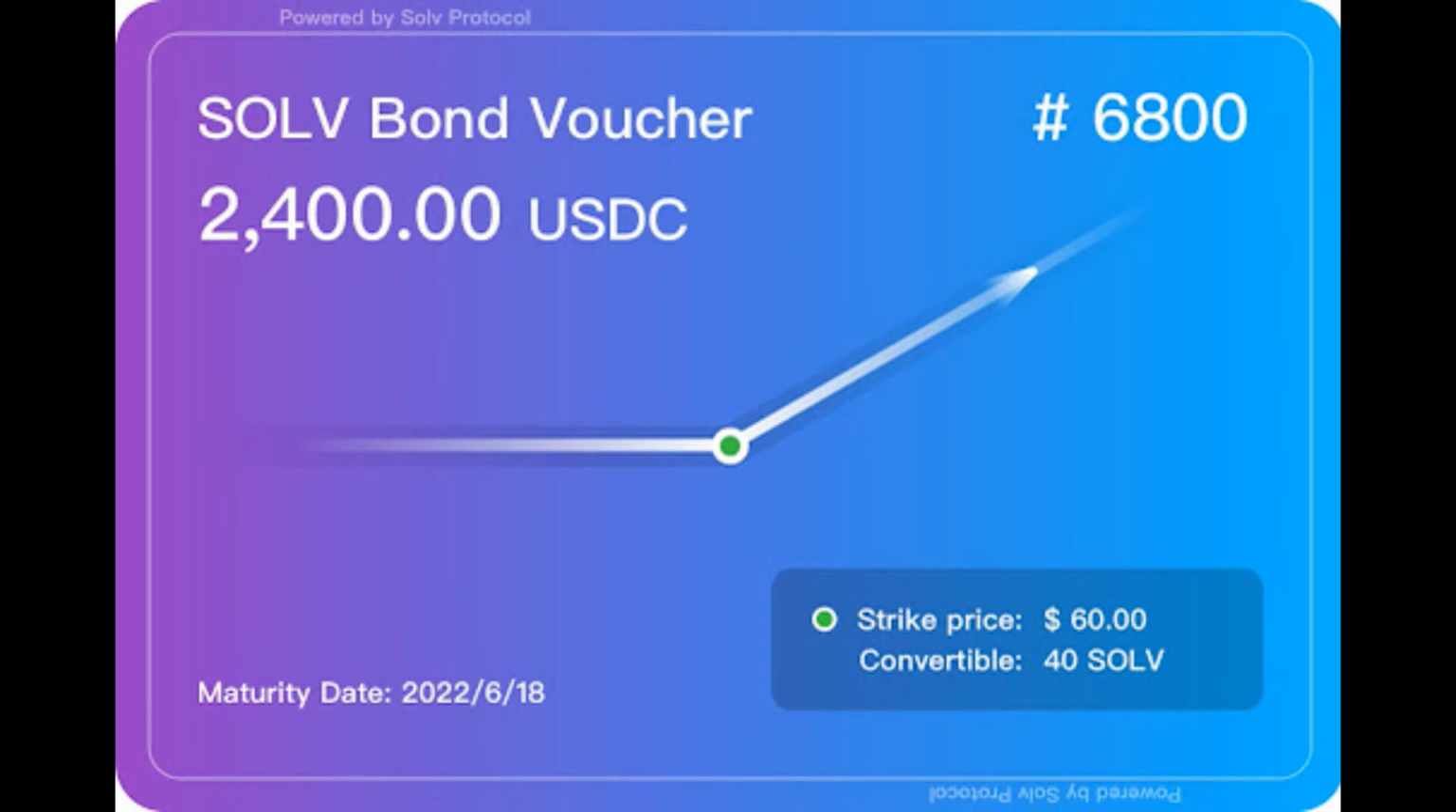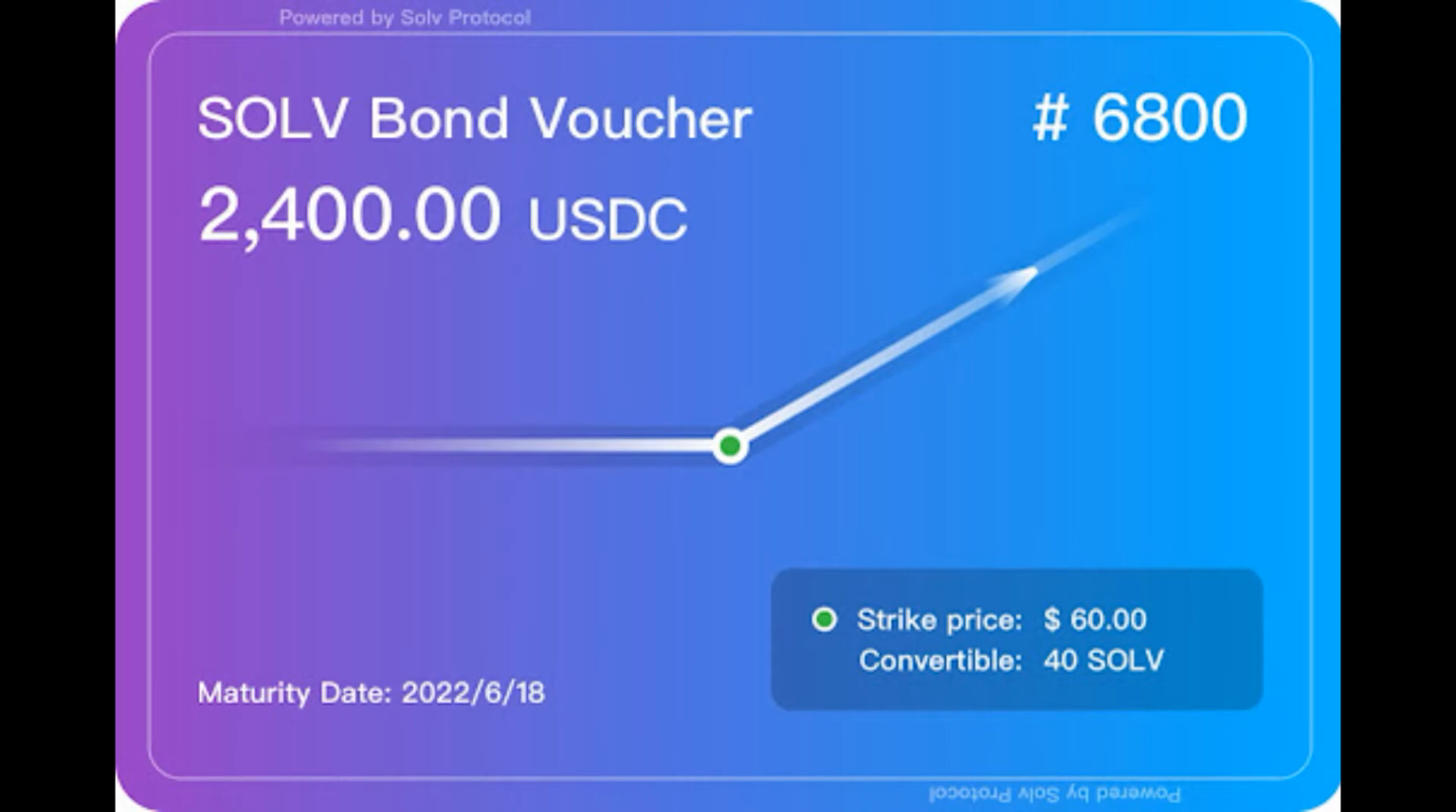So if finally the Solv token price is higher than $60, then you can earn some upside. Say the price finally rises to like $100, and you will be able to get back 40 Solv tokens. If you multiply 40 Solv tokens by $100, you will get back $4,000. But you only invested $2,000 into these NFTs, right? So you earn 2x. That's why we say this is a very interesting kind of financial instrument.